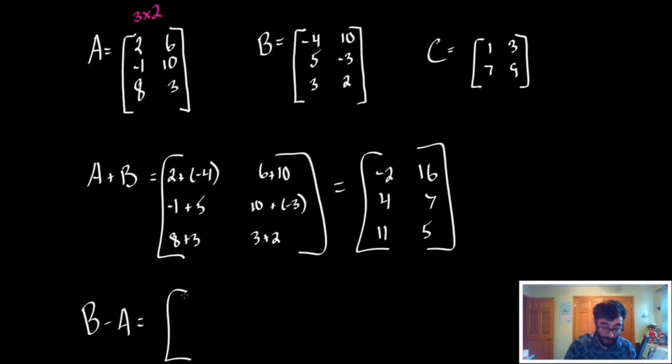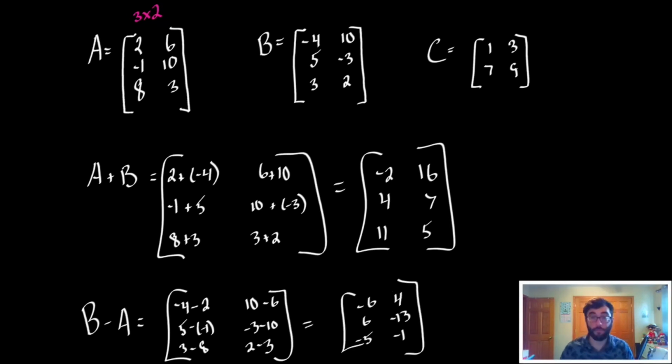So now I would do -4 minus 2, and 10 minus 6, and so on and so on. I'm going to go ahead and speed this up. This would end up being our resultant matrix with -6, 4, 6, -13, -5, and -1. Sorry for how sloppy my handwriting is. I'm getting a little sloppy lately. So that would be B minus A. Let's go ahead and get this out of the way.